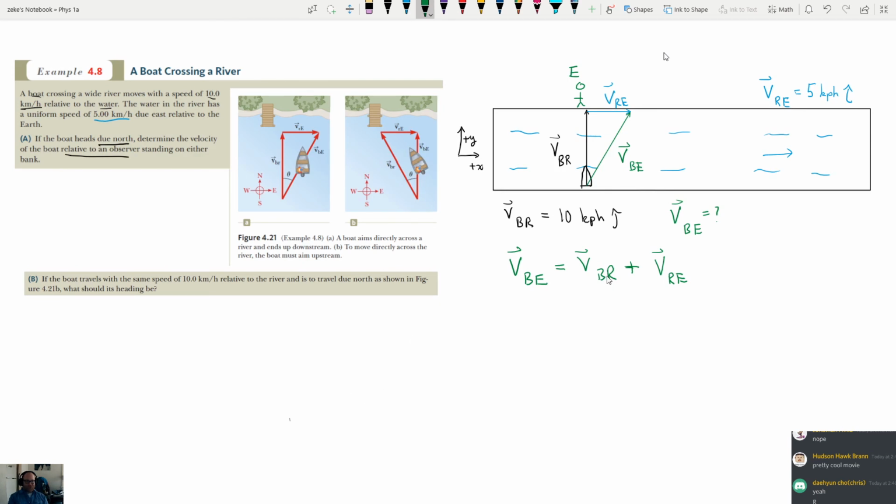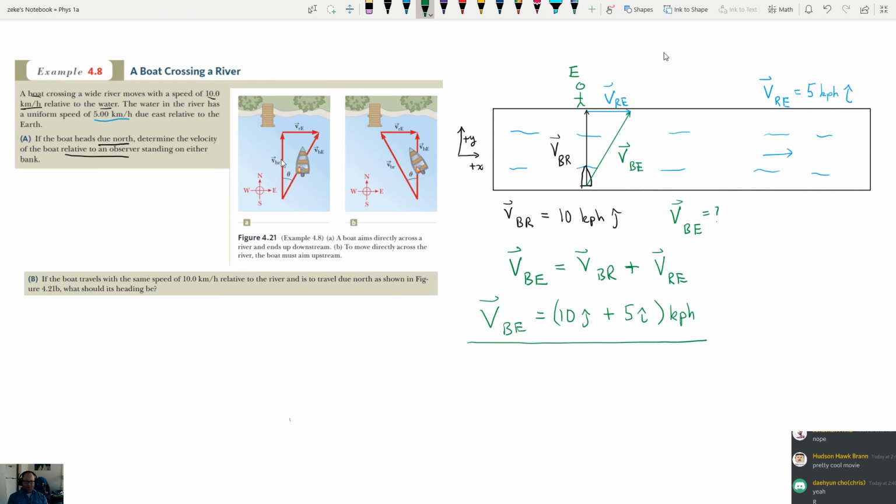I don't think we need to do any changing of these signs because this is already set up how we want it to be set up. So all we need to do is literally put these in here. The velocity of the boat relative to Earth is going to be equal to VBR, which was 10 j hat, plus VRE, which was 5 i hat, and all of that is measured in kilometers per hour. And that is technically the answer. It just says to determine the velocity.